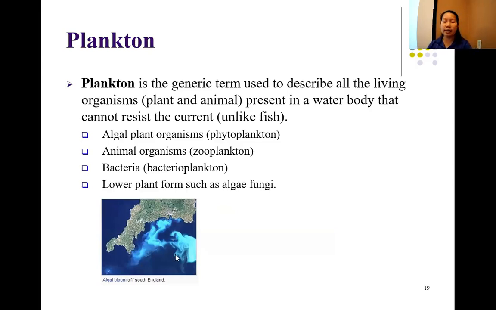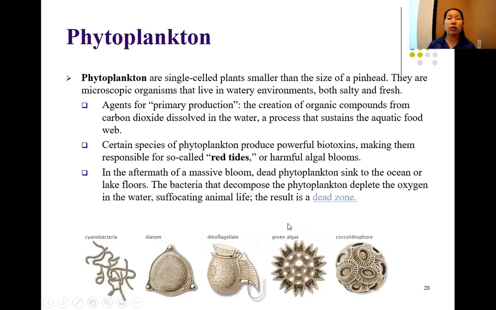So typically we can see the existence of this phenomenon in an image like this. Another one is the phytoplankton. These are single-celled plants, smaller than the size of a pinhead. They are microscopic organisms that live in watery environments, both salty and freshwater. They are often the agents for primary production, the creation of organic compounds from carbon dioxide dissolved in water, a process that sustains the aquatic food web. So it has been playing a very important role. Certain species of phytoplankton produce powerful biotoxins, making them responsible for so-called red tides. So this explains the phenomenon called red tides or harmful algae blooms.